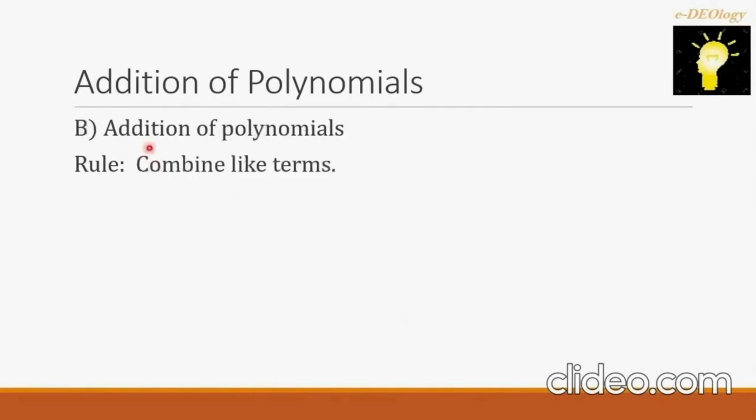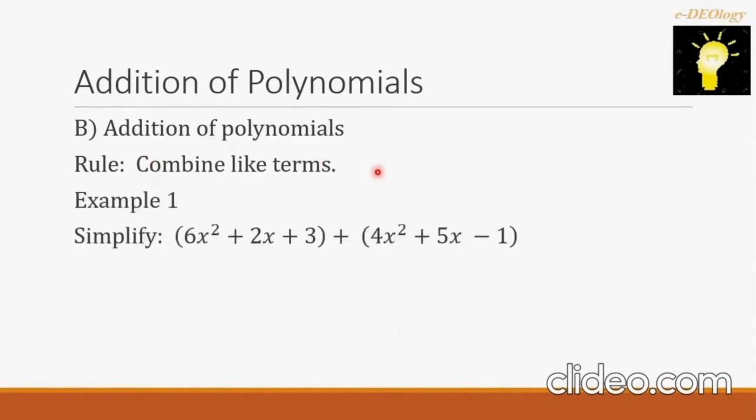Let's go now to the addition of polynomials. The rule says combine like terms. Example 1. Simplify. There is a group of polynomial here, 6x squared plus 2x plus 3, plus the second group, 4x squared plus 5x minus 1.